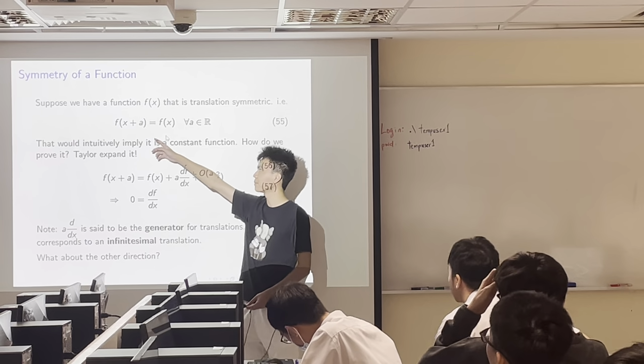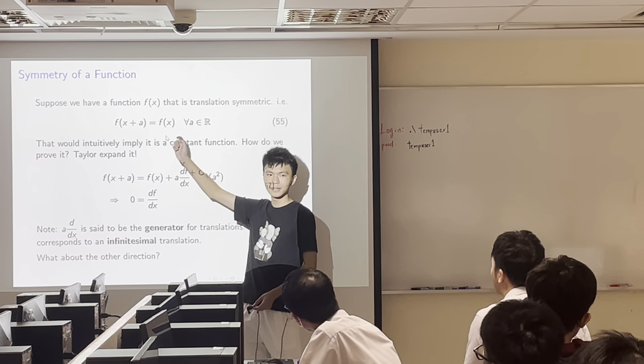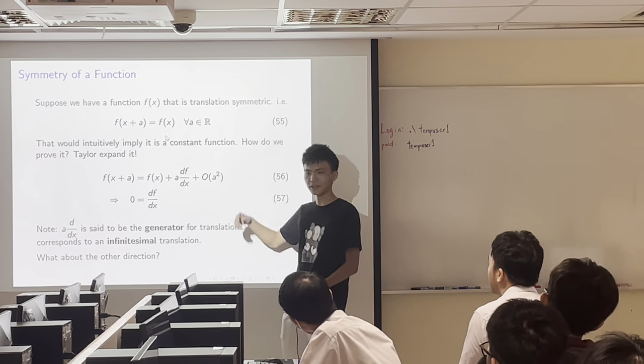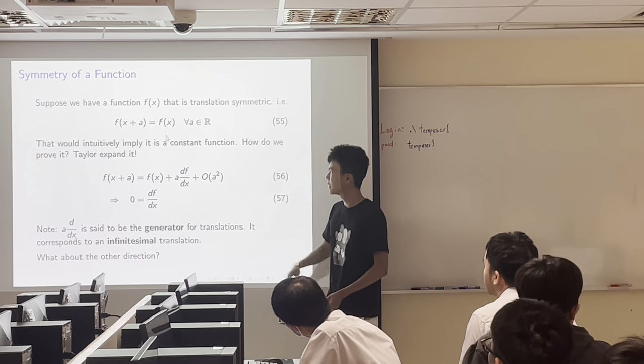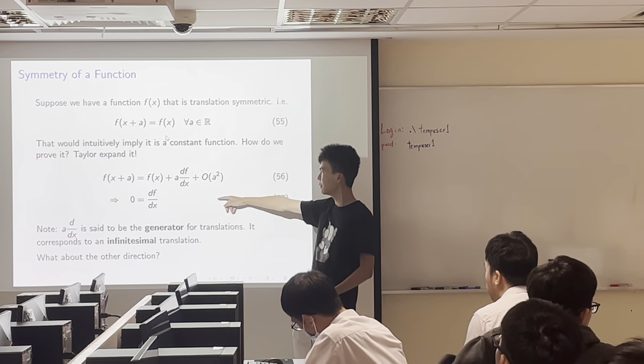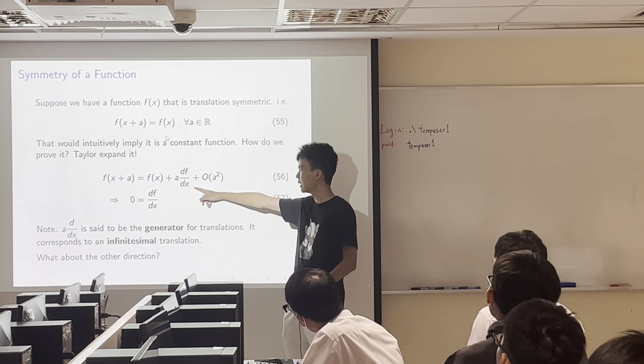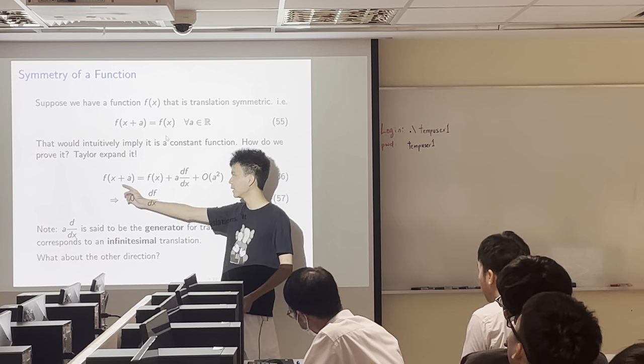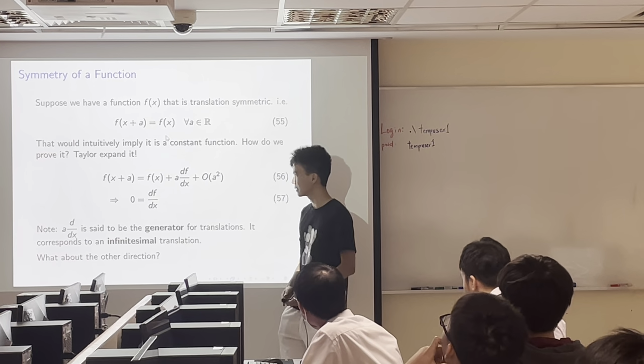If I say f of x plus a is equal to f of x for all a, what does that tell you? That tells you the function is constant, right, intuitively. But how do we derive it? We can derive it by Taylor expanding f of x plus a. Then we get this. And if f of x must be equal to f of x plus a, then cancel out, we get df/dx is 0.